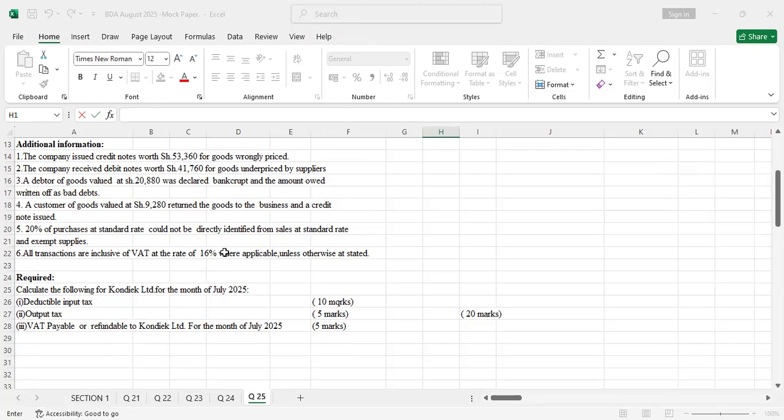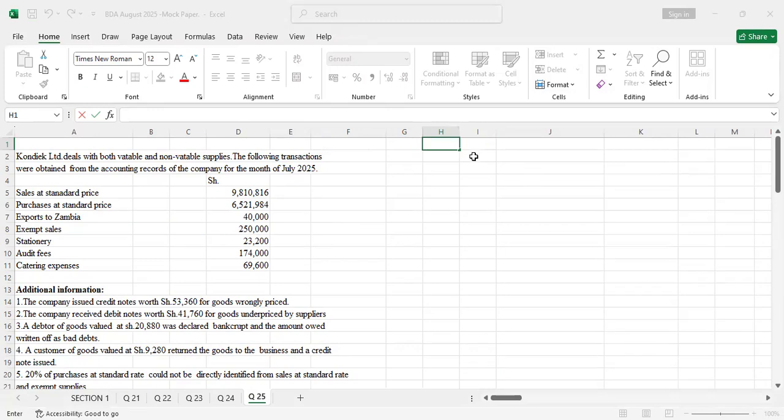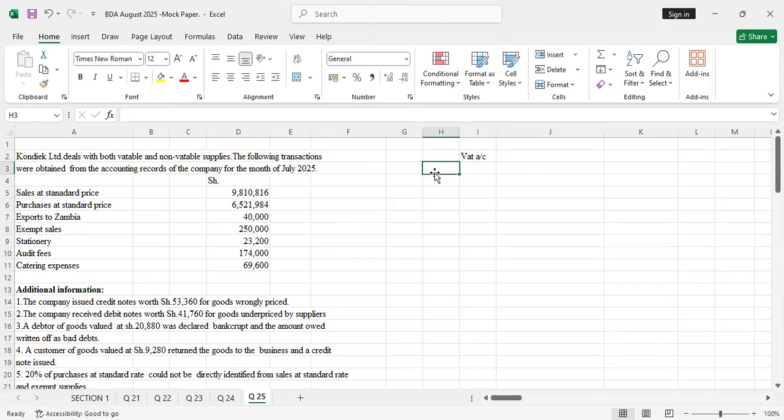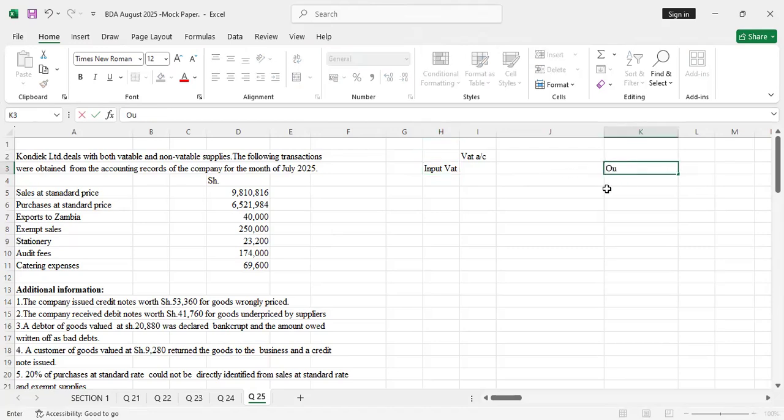So this is a question on VAT, and we will prepare the VAT account. So straight away, prepare the VAT account. Yeah, so we always have the input VAT and the output VAT. So input VAT. Let me have the output VAT this other side. Output VAT.